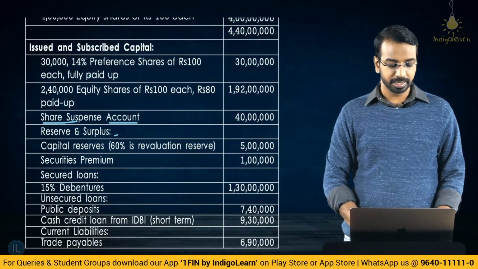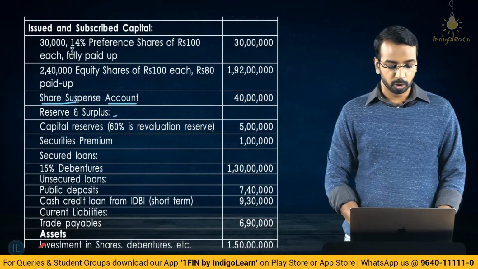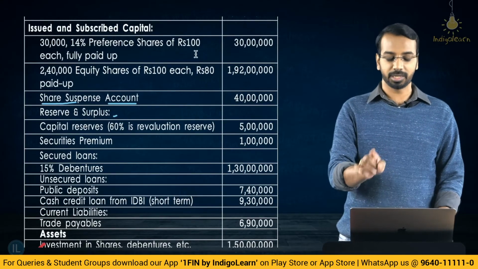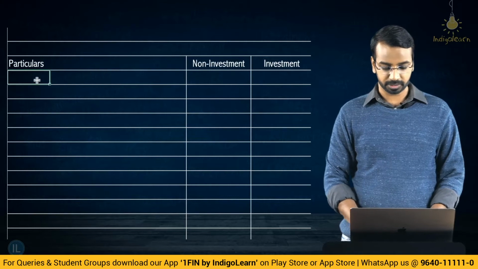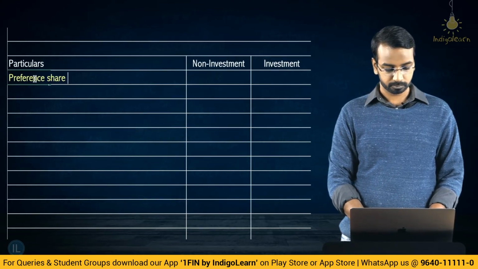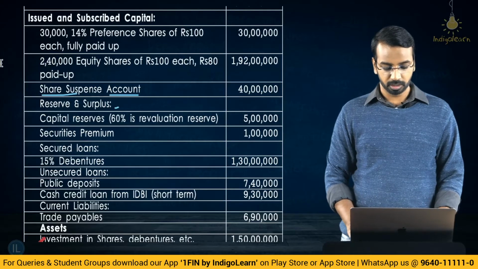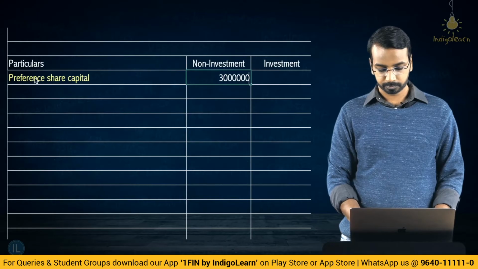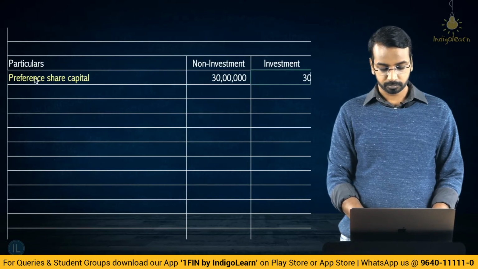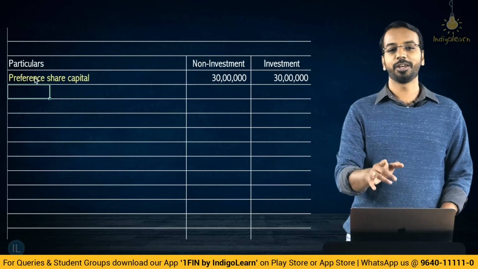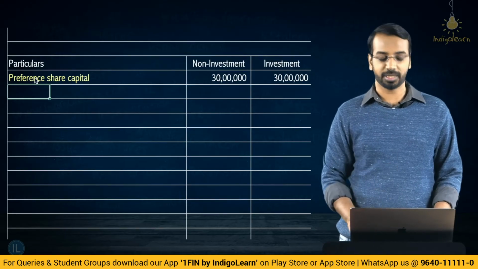Authorized is not required. Issued and subscribed capital, 14% preference shares of rupees 100 each fully paid up. Will it be a part of the capital? Yes. So you can say preference share capital. How much is the amount? 30 lakhs. For both the cases, it will be 30 lakhs. If you want to save time, you can use rupees in lakhs, and then you can do the calculations.